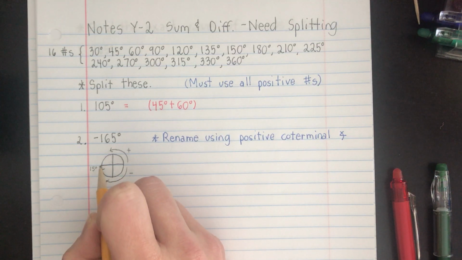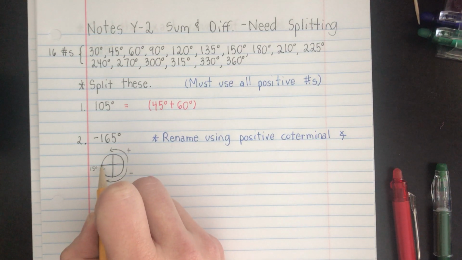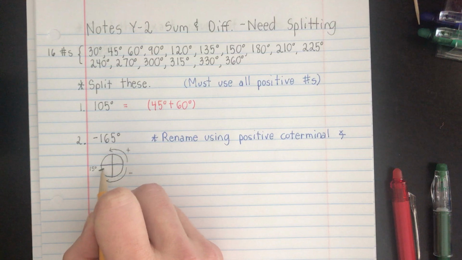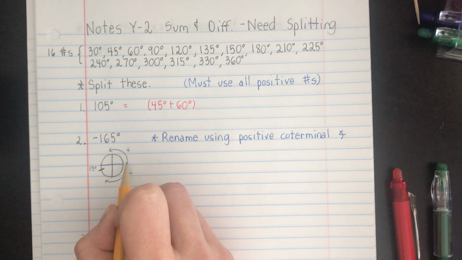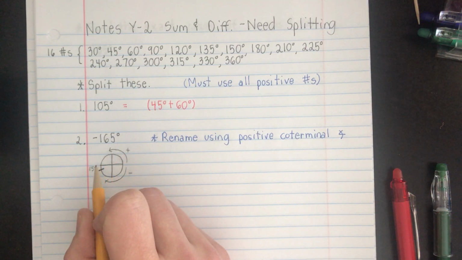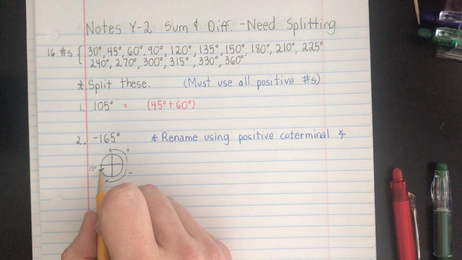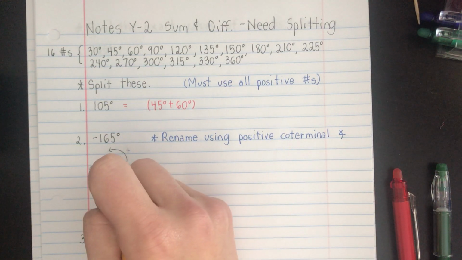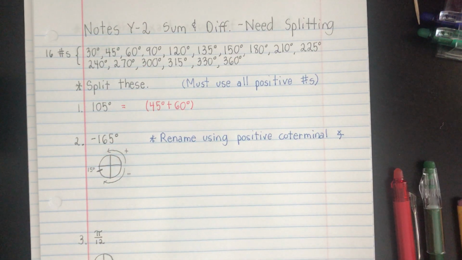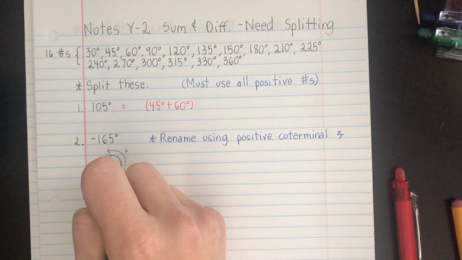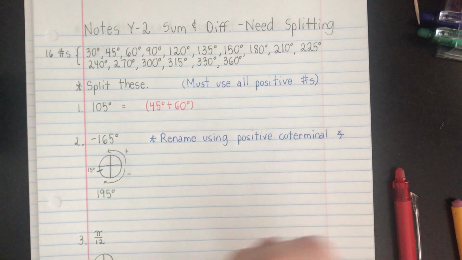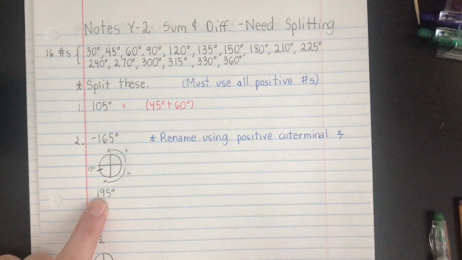So let's think about our coterminal angle that's positive, that lands right here. What would that be? Going in the positive direction, again, this is positive 180. So add 15 more to that, and that would be 195. So the positive coterminal angle would be 195 degrees. So split that angle up.